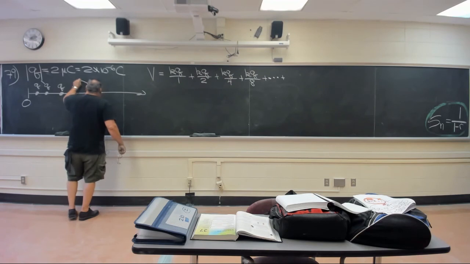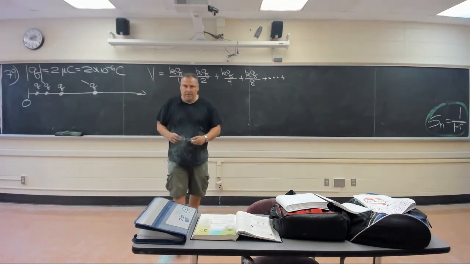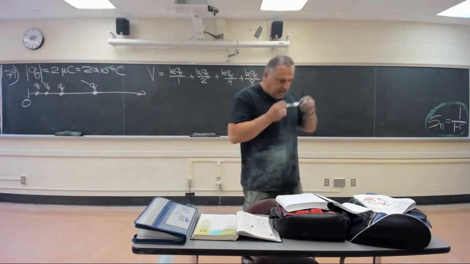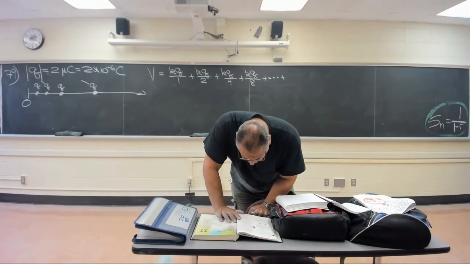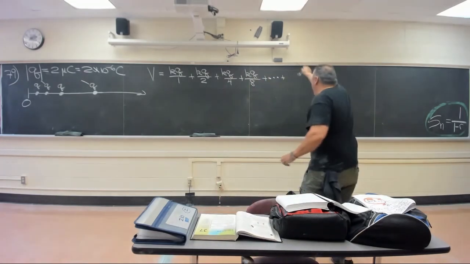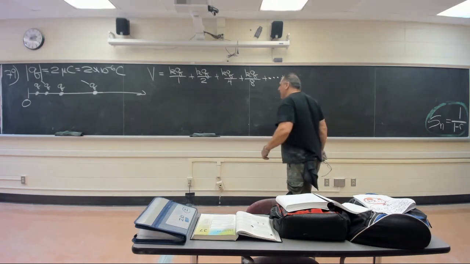Fourth guy, negative Q. You get the picture. They're alternating. Now what? Well, this gets a little rough, or at least it can. We're still going to add them up like this. Yes, carefully.